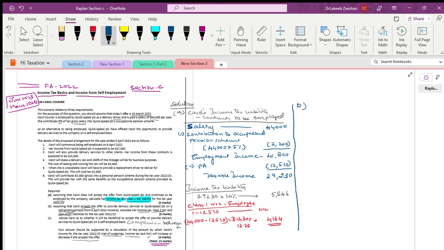Point number B, they are asking about what? Assume that Carol accepts the offer. As an alternative to being employed, Quick Speed has offered Carol the opportunity to provide delivery service to the company on a self-employed basis. Carol will commence being self-employed on 6th April. Her income from Quick Speed is 47,000.